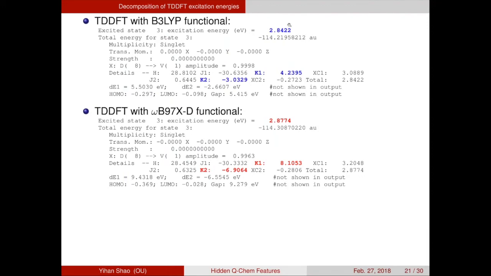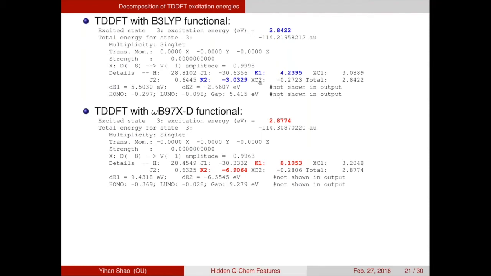For example, for the same molecule, if we use B3LYP, we get 2.84 eV. And if we use omega B97X-D, we get 2.87 eV. It's 0.03 eV higher. This is for valence excited states. For charge transfer states, the difference will be much, much larger. So omega B97X-D excitation energy could be much higher than B3LYP excitation energies.